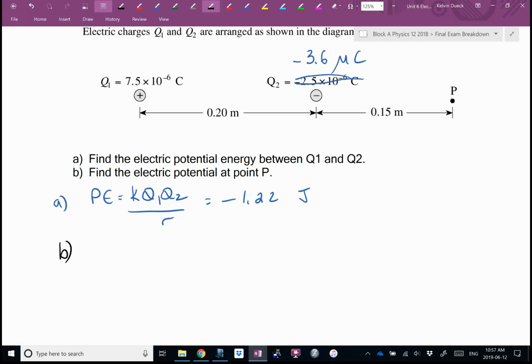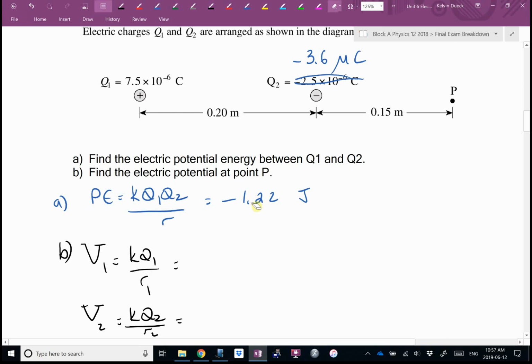I got 2 ways to do this. I could find the voltage from charge 1, which is going to be K Q1 over R1. I could then find the voltage from charge 2, which is going to be K Q2 over R2. Some people might say, Mr. Dueck, why couldn't you just go this divided by Q? Mr. Dueck, isn't potential energy equal to Q V, isn't voltage equal to the potential energy divided by the charge?